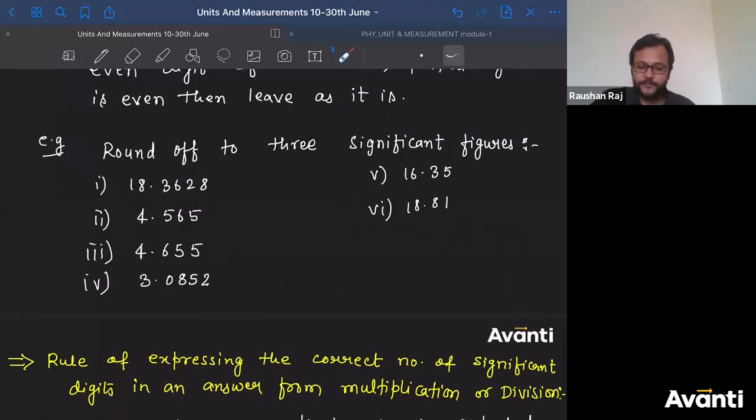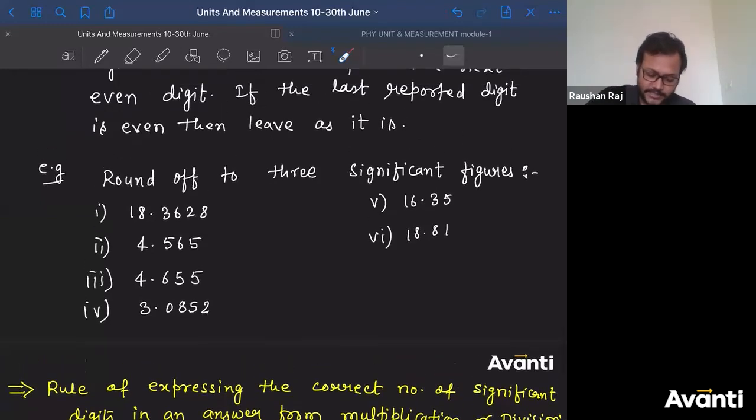Here you have to round off to 3 significant figures. ठीक है? 3 significant figures तो तुमको round करना है. That means let me consider this case, 4.5655. So you have to round it off to 3 significant figures only. That means till this part.